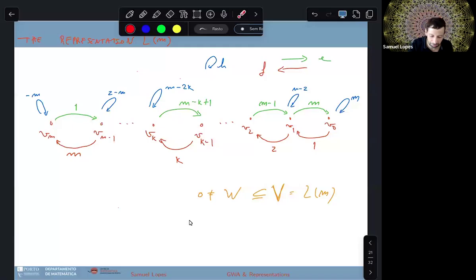I said I was going to make this a little bit harder, just to make sure that you know what you're doing. I have been assuming that the characteristic is zero. But in fact, this representation is simple even if the characteristic is not zero. So my question is, what's the condition on the characteristic for this module to be simple?